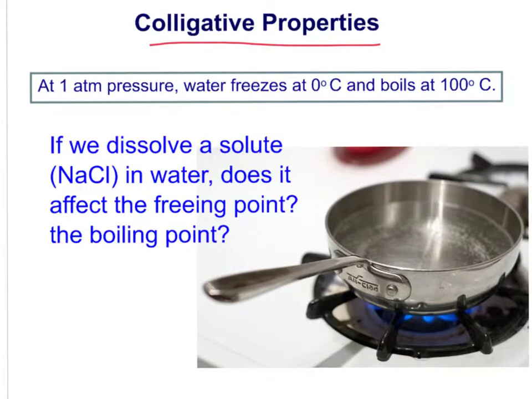You guys probably all know if we are at 1 atmosphere of pressure, which would be sea level actually, water will freeze at 0 degrees Celsius and it will boil at exactly 100 degrees Celsius. If we're down at our lovely little beach house at sea level and we're doing this experiment and we decide to dissolve some sodium chloride into our water, how will that affect the freezing point and the boiling point? Will they continue to freeze at exactly 0 degrees and will it continue to boil at exactly 100 degrees? Or does this solute in the water affect the freezing point and the boiling point?